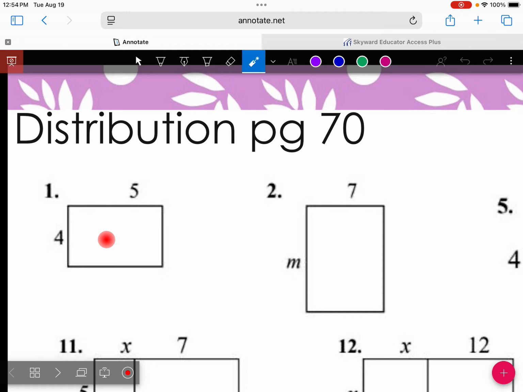This one. How do we get that? We did length times width. So our 4 times 5. So the area of this rectangle here is 20. What's the area of the rectangle for number 2? 7m. We don't have enough information to get any more detail than that. We just take, again, width times length. 7 times m.